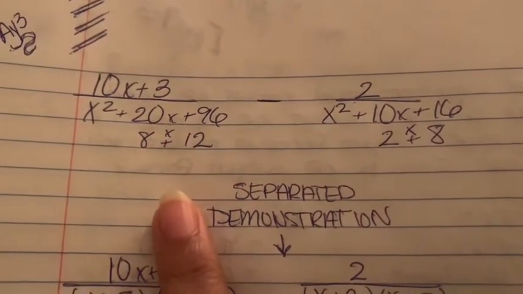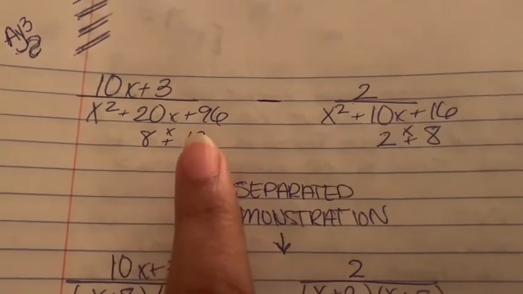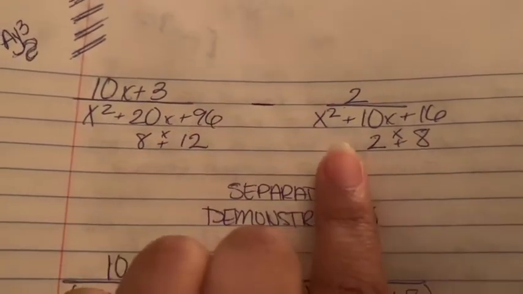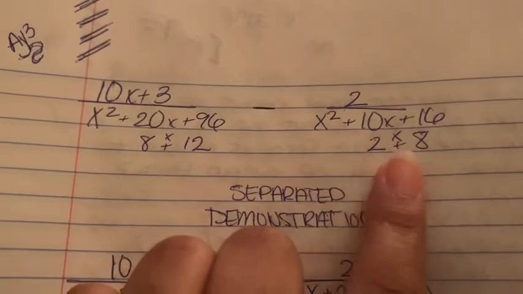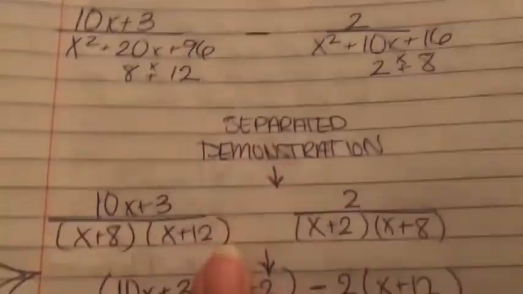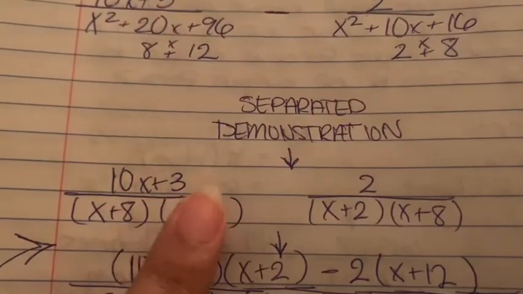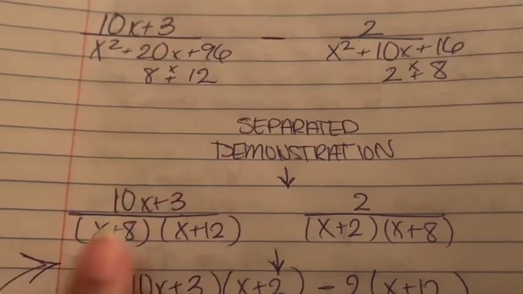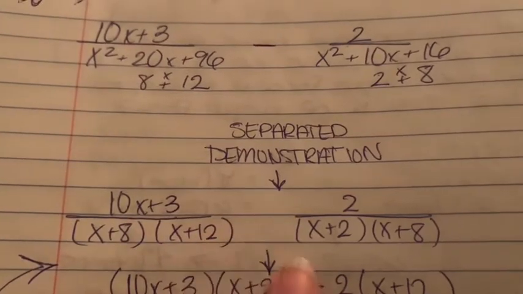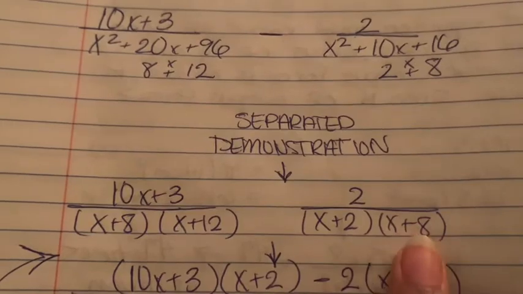For 20x, I had to do factors of 8 and 12. And for 10 and 16, I did 2 and 8. And here's just a separated demonstration of what I did up here. So I did 10x plus 3, similar to what's up here, over x plus 8 in parentheses, x plus 12. Same thing over here, 2 over x plus 2 and x plus 8.